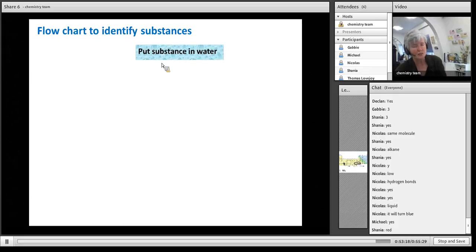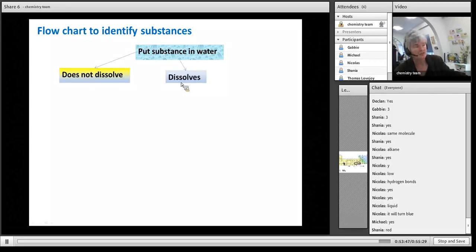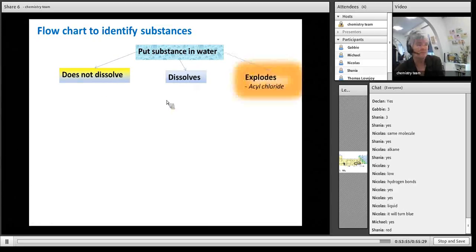The other reason why you add it to water is litmus paper or universal indicator paper only changes color if you've got water around, because the water produces the hydrogen ions or the hydroxide ions to change the color. So you must add that step. So put the substance into water. If it doesn't dissolve, there's one, it's a certain type, and hopefully you can already think of what didn't dissolve. And if it does dissolve, it comes in another category.